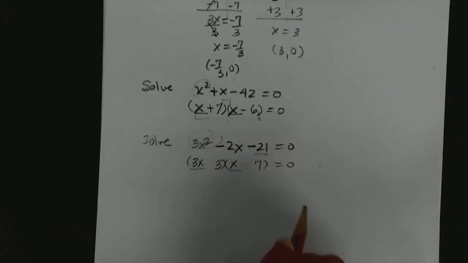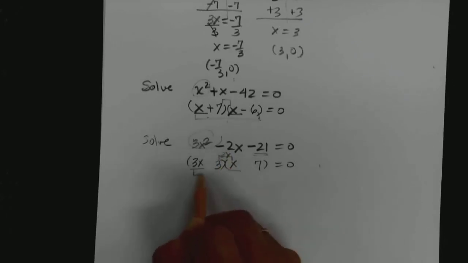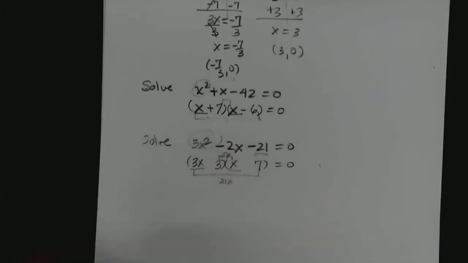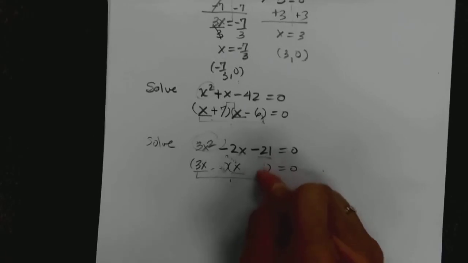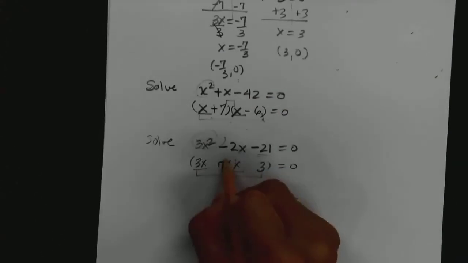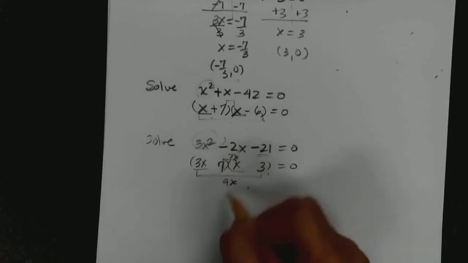But before you decide, did I put this in the right spot? You have to look at these two, which is 3x, and these two, which is 21x. Does the difference between those two give you negative 2? No, it's 19. So that means I put those numbers in the wrong spot. So you're going to change spots. 7 and 3. Now let's try. 7x and 9x. Is the difference 2?